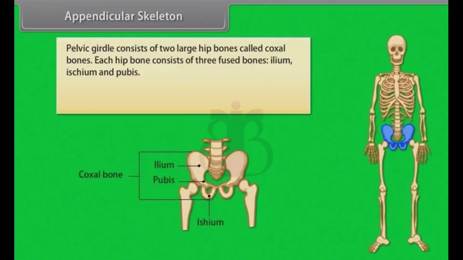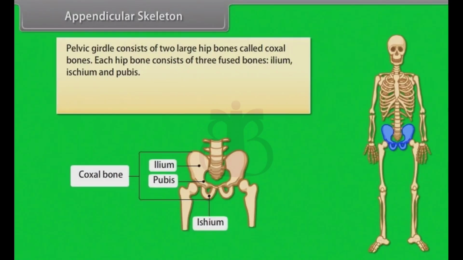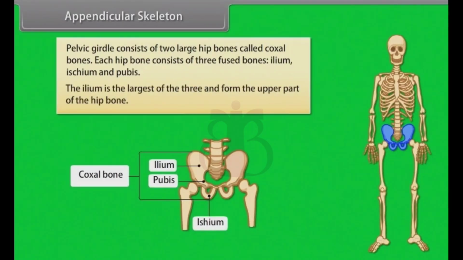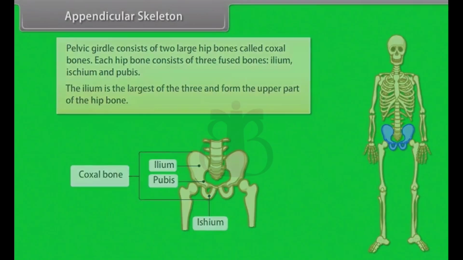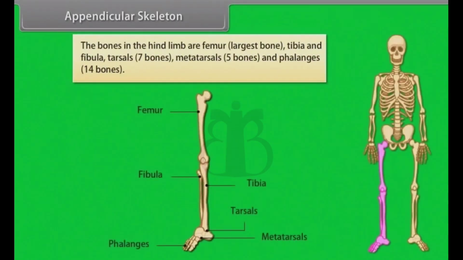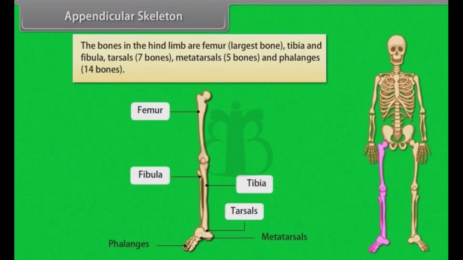Pelvic girdle consists of 2 large hip bones called coxal bones. Each hip bone consists of 3 fused bones: ilium, ischium, and pubis. The ilium is the largest of the 3 and forms the upper part of the hip bone. The bones in the hind limb are femur, the largest bone, tibia and fibula, tarsals, 7 bones, metatarsals, 5 bones, and phalanges, 14 bones.